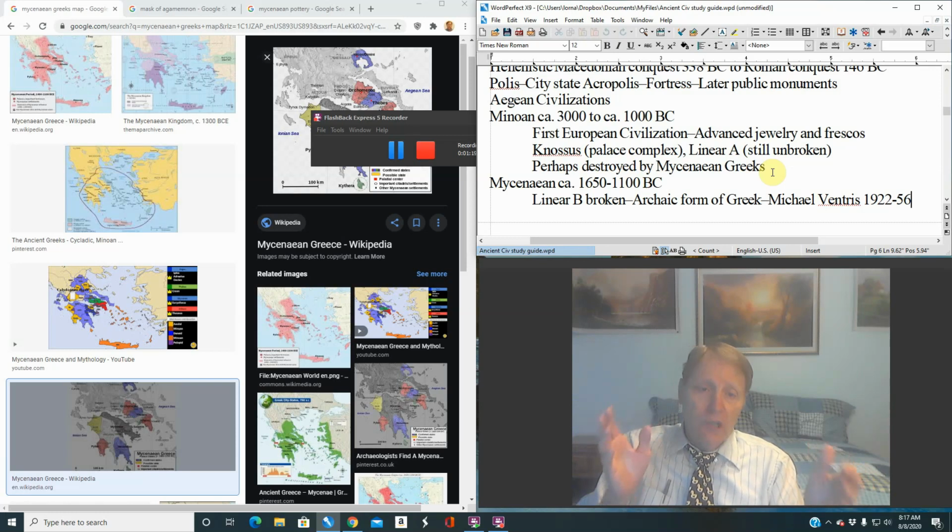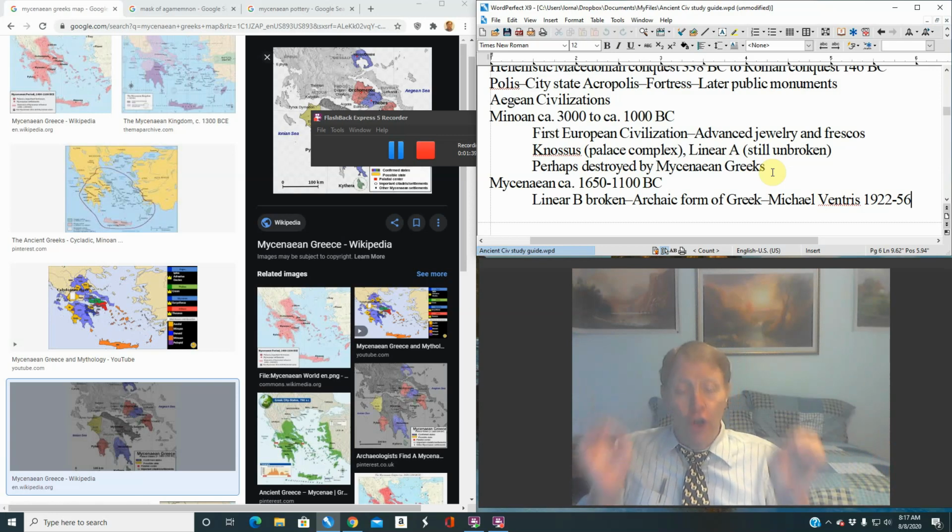Knossos was the palace complex. Remember, very, very large, not surrounded by walls, so we have to think that largely it was a peaceful area. Linear A was their writing. I showed you examples of Linear A last time. It's still unbroken. We still don't know how to read it. Now, some words can be made out.